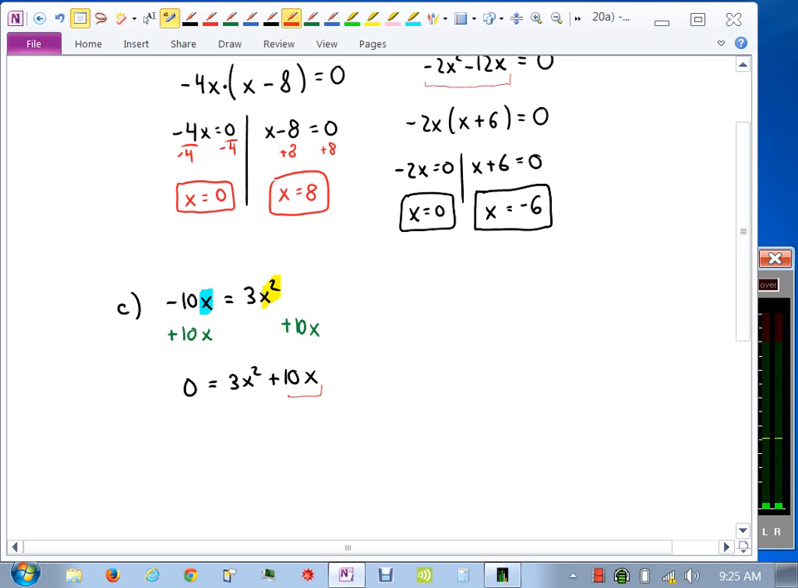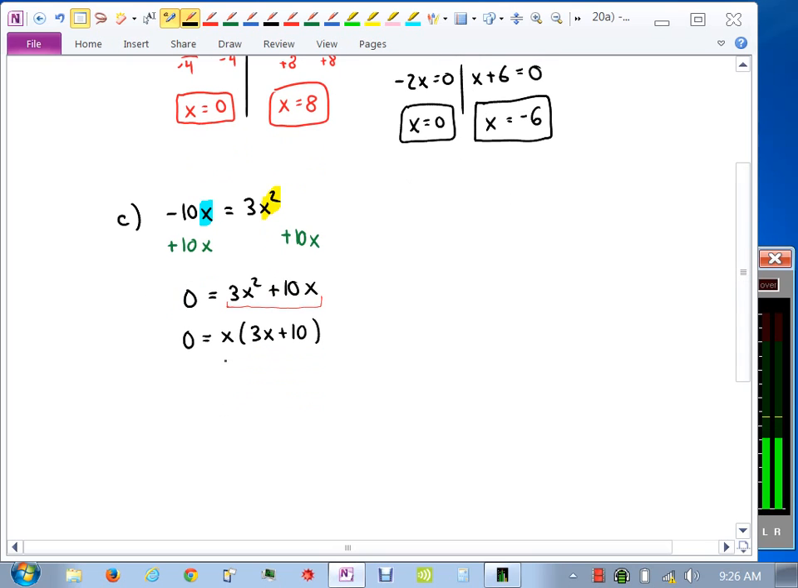I have two terms here. I try and look for a GCF. The only thing I can factor out of both of them is an x. So I have 0 equals x, and then I have 3x plus 10. And now I set each of these factors equal to 0 again. So I have x equals 0, and I have 3x plus 10 equals 0. The first one, we're there. There's nothing to be done.